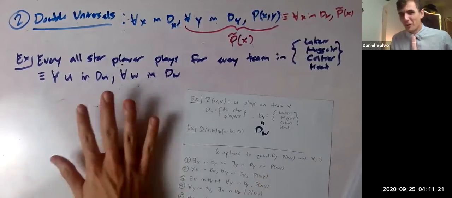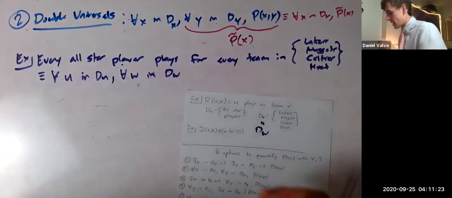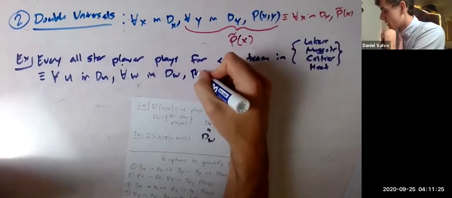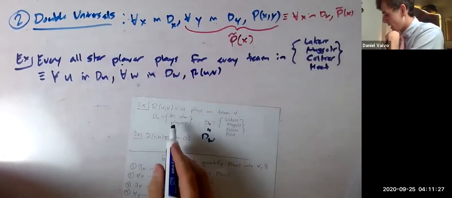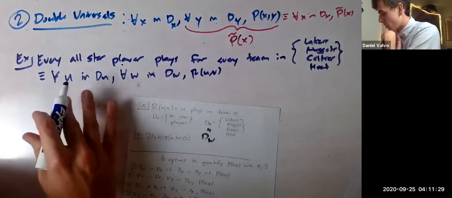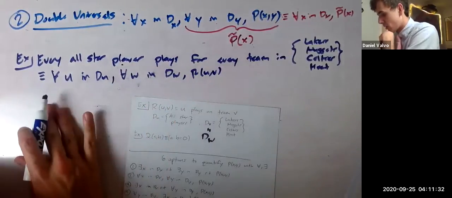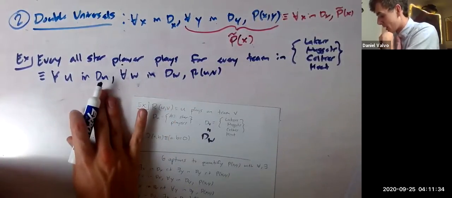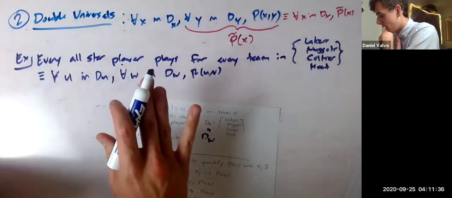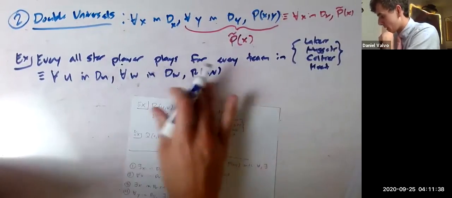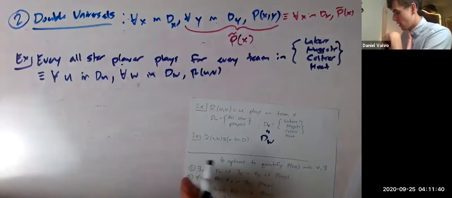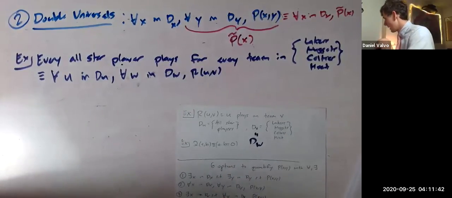So for all U in DU, for all W in DW, we're saying R of UW, because that means U plays on team W. Every all-star player plays for every team. What we're saying is for all players, in the domain of players, and for all teams, in the domain of teams, that player plays for that team.